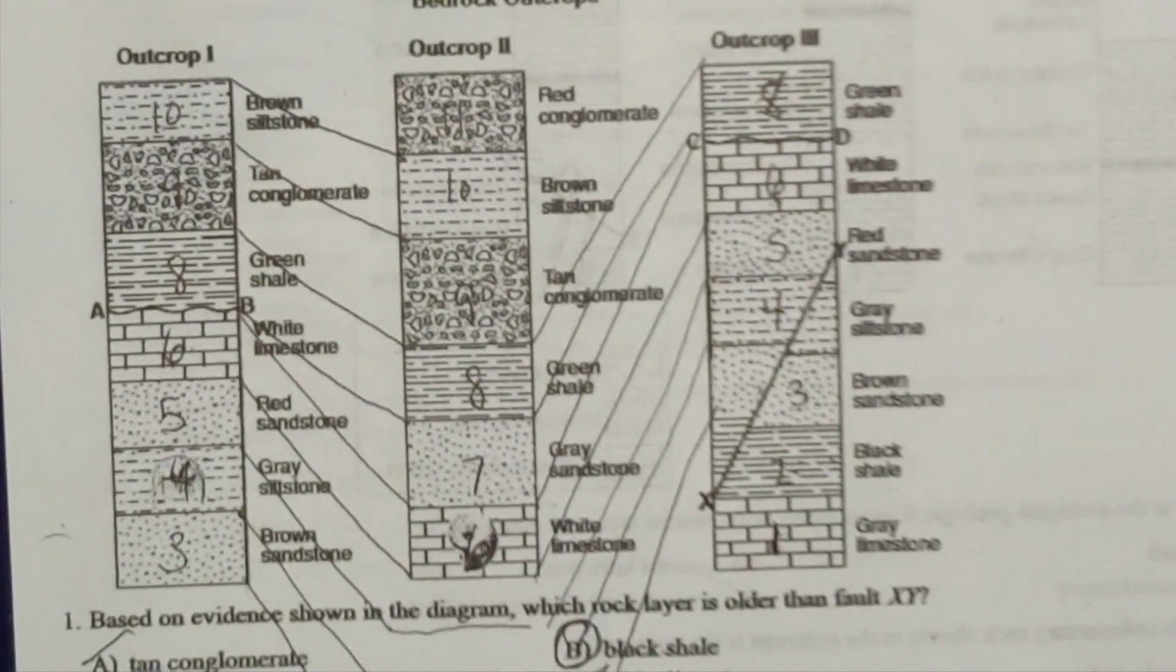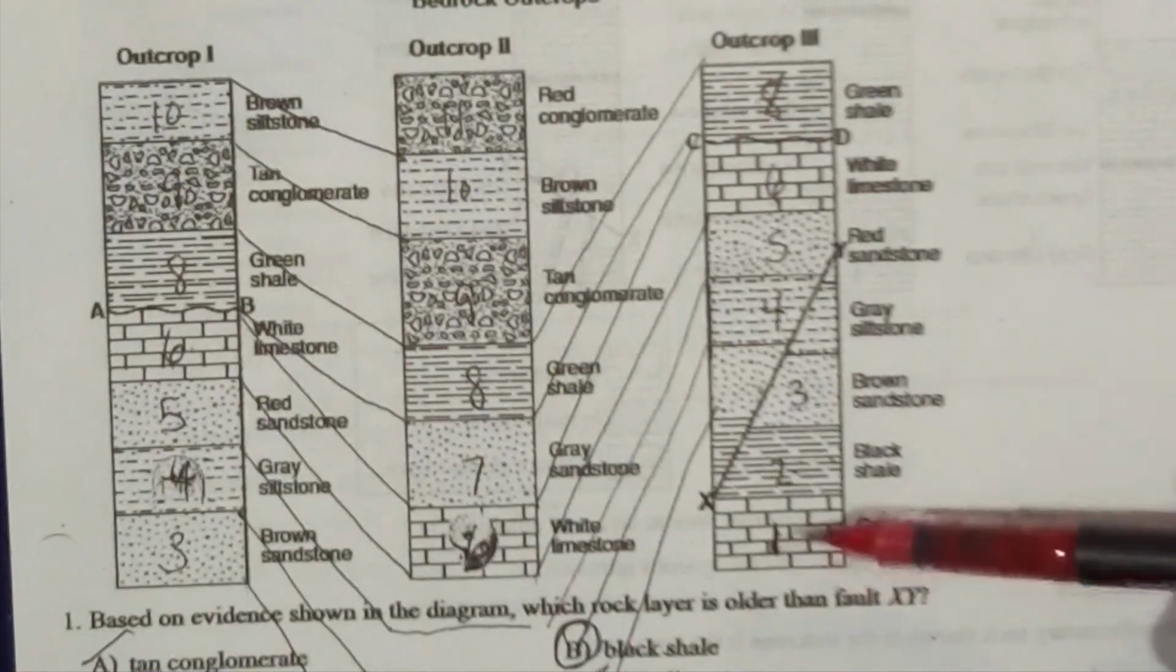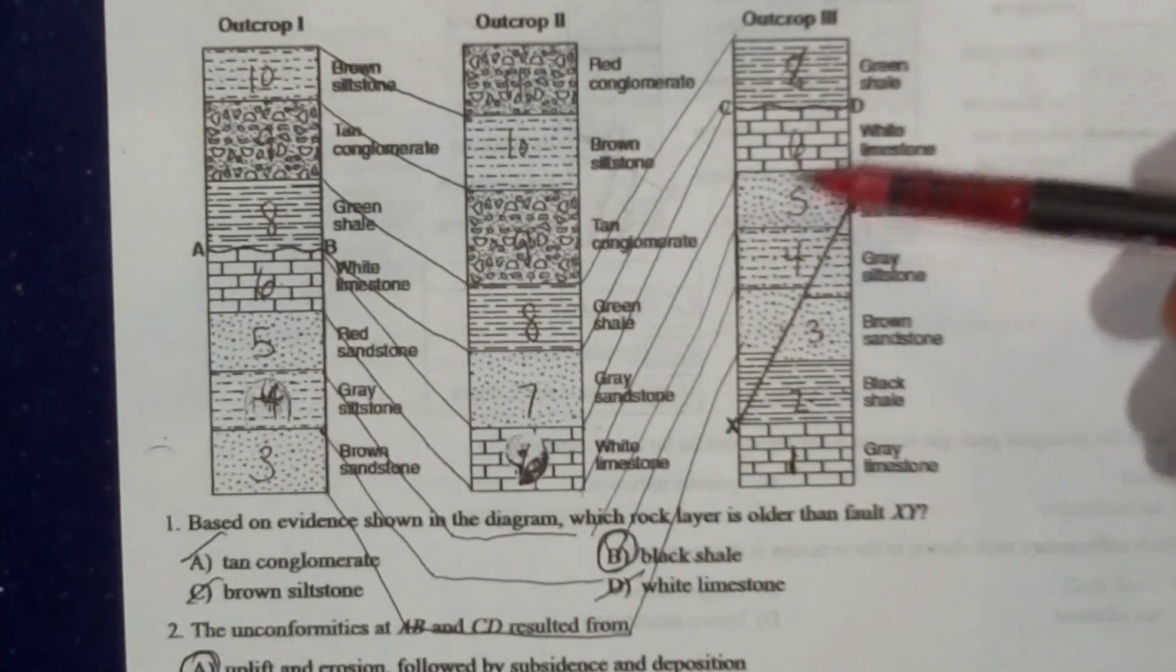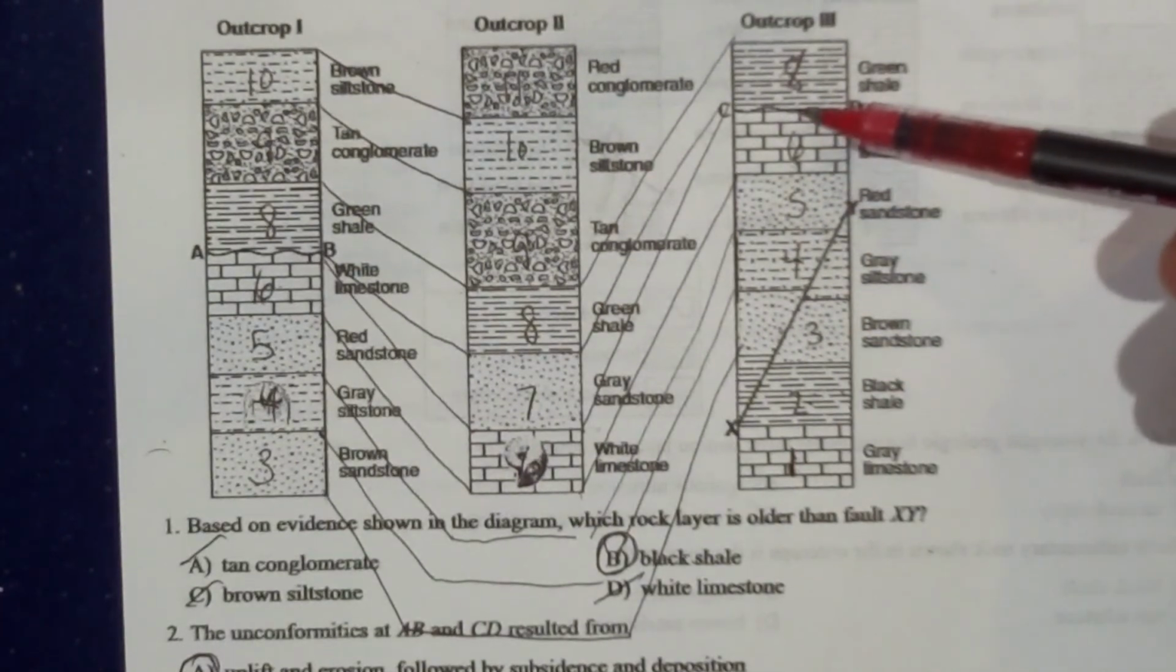Now once I did that, I was able to establish which was the oldest layer, which was the gray sandstone right here. This was number 2, this was 3, this was 4, this was 5, this was 6. Now I have an unconformity here.